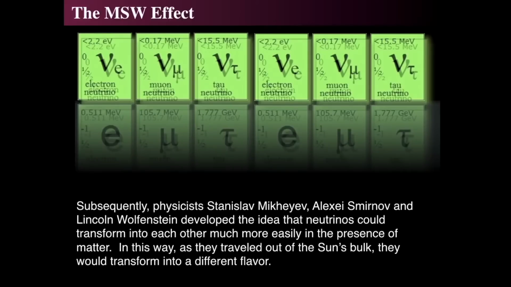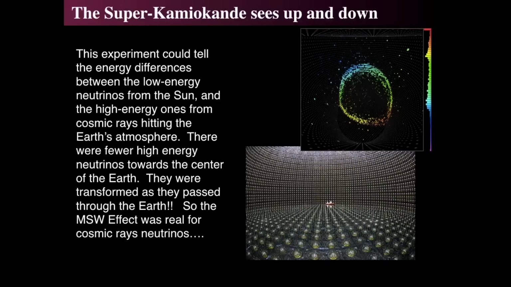And this is what's funny: the different neutrinos are called different flavors. So there's the flavor of the electron neutrino, the flavor of the muon, and the flavor of the tau neutrinos. And if they would transform, they could transform out. Since the experiment could tell the differences between the high-energy ones from cosmic rays and the lower-energy ones from the sun, they could figure out whether or not they were transformed as they were passing through the Earth as well.